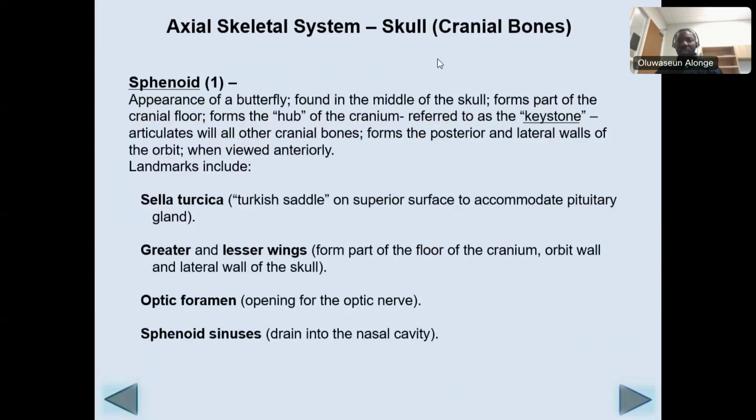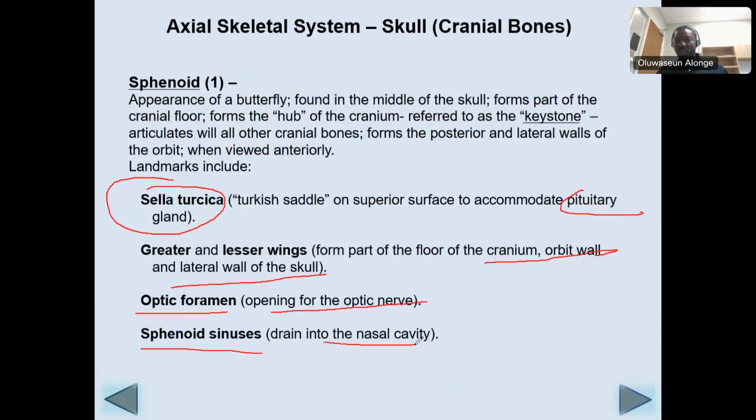Now the sphenoid. I told you the key thing that you should never forget about the sphenoid is that it contains the sella turcica, and the sella turcica is what hosts the pituitary gland. You should not forget that. It has greater and lesser wings, which form part of the floor of the cranium, the orbit wall, and the lateral wall of the skull. There's the optic foramen that I showed you, which opens for the optic nerve. And there are sphenoid sinuses which drain into the nasal cavity as well. The appearance of the sphenoid is like a butterfly, like you see on the image we saw earlier. You see it in the middle of the skull, the front part of the cranial floor.